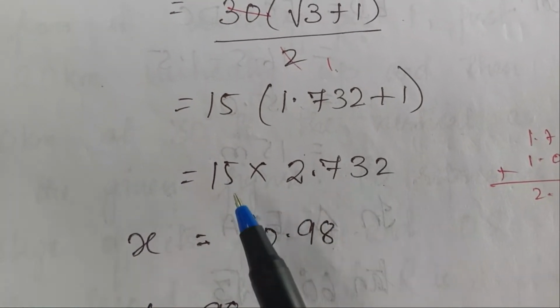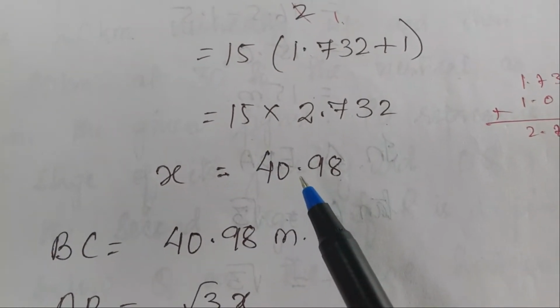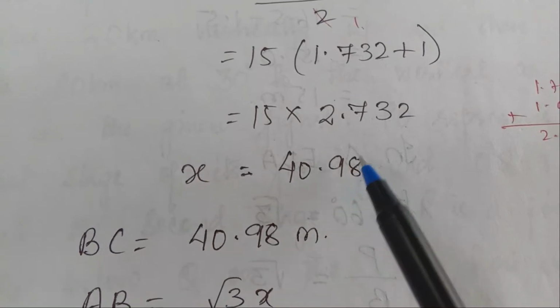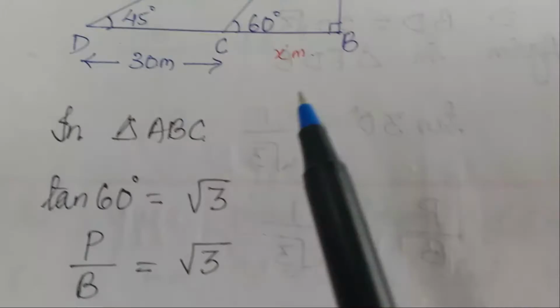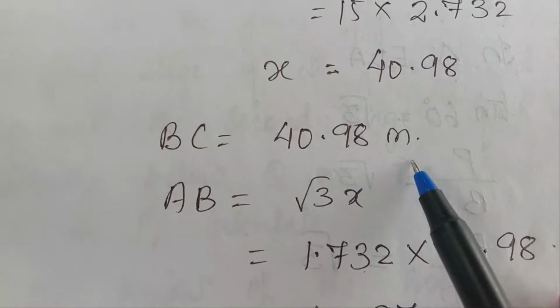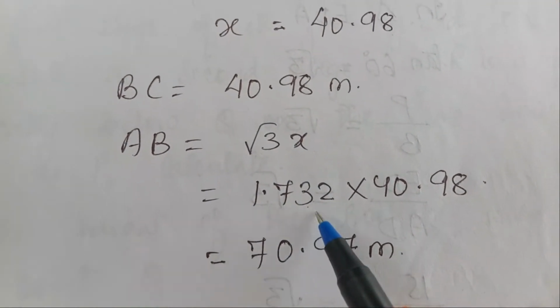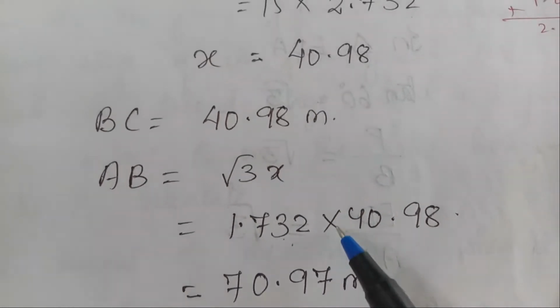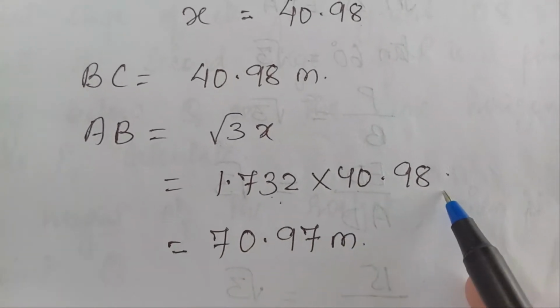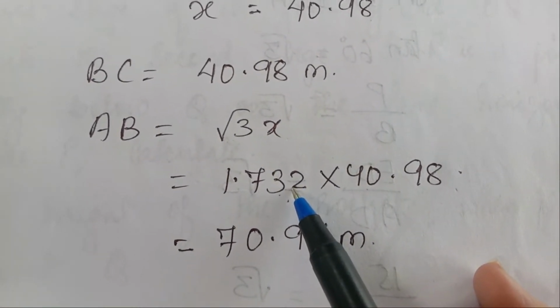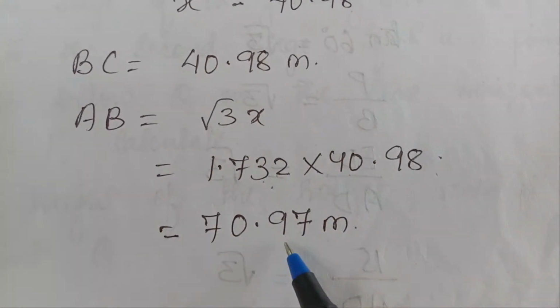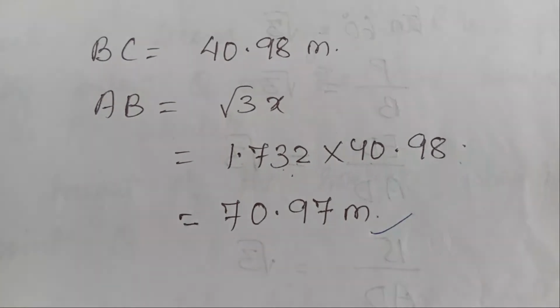Multiply these two numbers, you'll get 40.98. So this is X. X means BC, so BC is 40.98 meter. Now AB is root 3X. The value of root 3 is 1.732 and X we got is 40.98. After multiplying these two numbers, you'll get 70.97 meter.